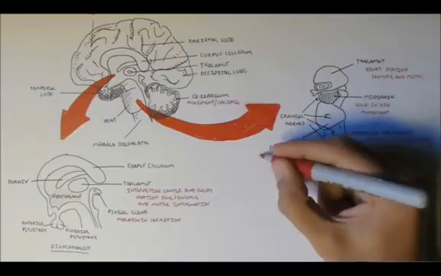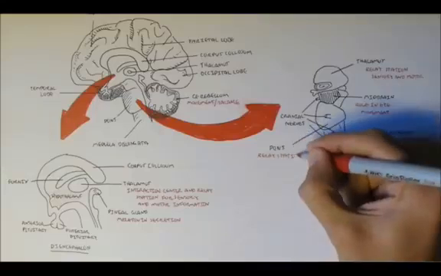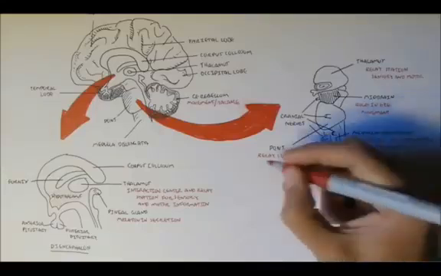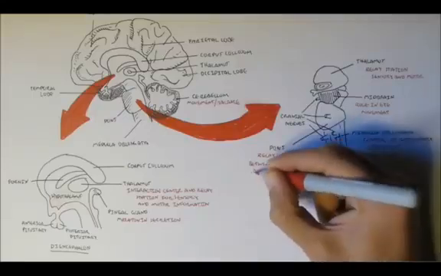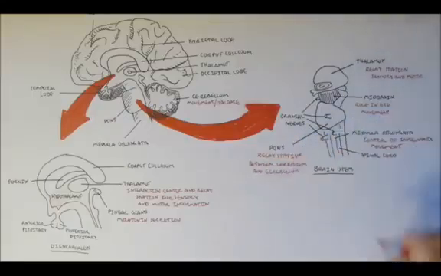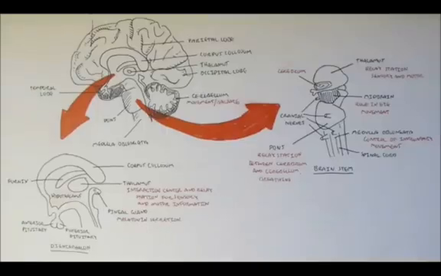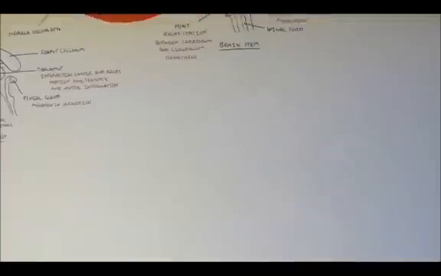And here is the pons, above the medulla oblongata. And the pons works as a relay station between the cerebellum and the cerebrum. And the cerebellum, if you remember, is just behind the pons, if you see that on the diagram. And the pons also has a role in our breathing.